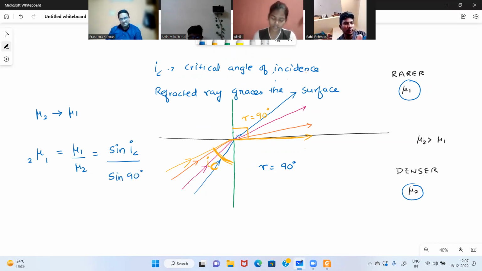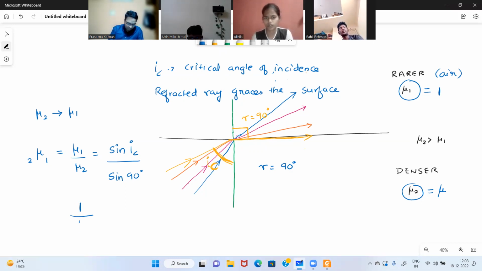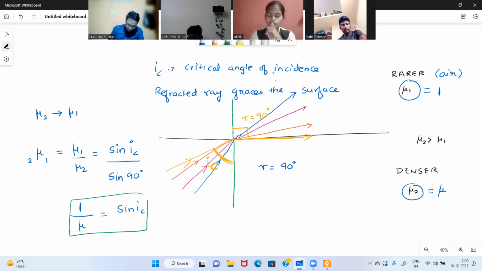Let us say the refractive index of the denser medium is mu, and the rarer medium, let it be air. In air, the refractive index is taken to be 1. So mu1 will be 1 and mu2 will be mu, and that is equal to sin IC divided by sin 90. What is sin 90? 1. Therefore 1 by mu is equal to sin IC.